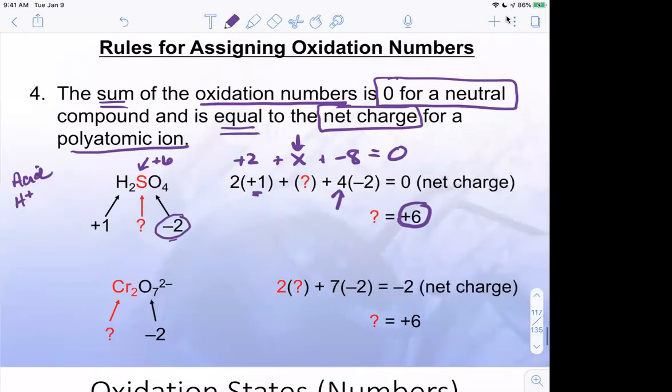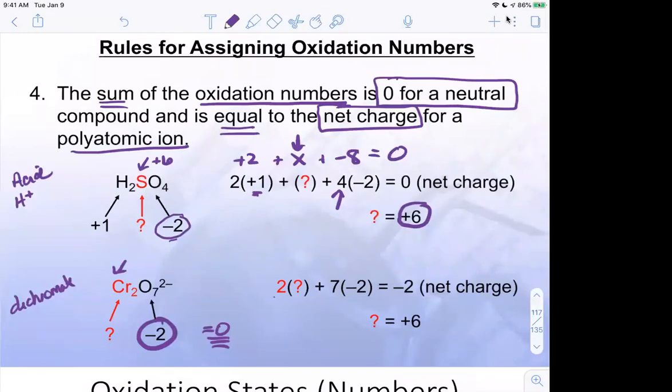Let's look at what the chromium is in my dichromate ion. So this is dichromate. It's a -2 charge. So whatever this is, the sum of those oxidation numbers has to equal the net charge. By knowing that, I can figure out what the oxidation number of chromium is. I know oxygen is a -2. Again, this is not a peroxide, so oxygen is -2.